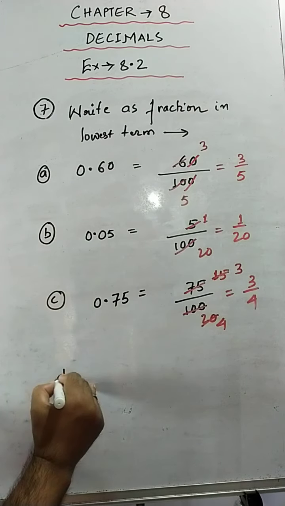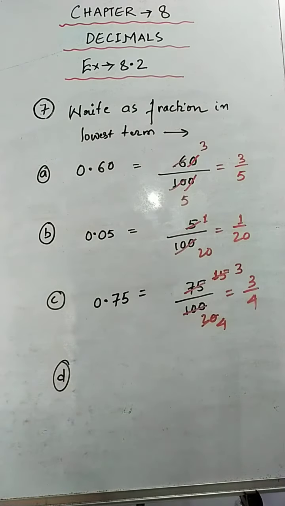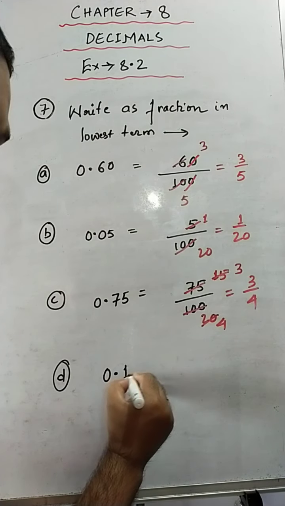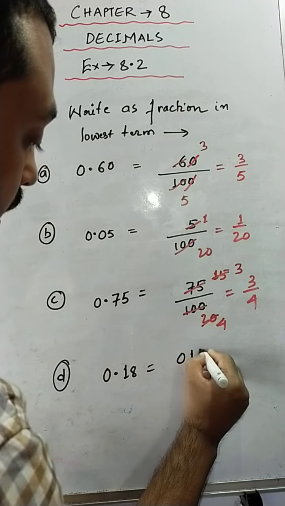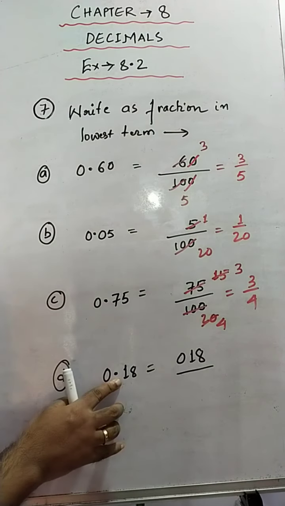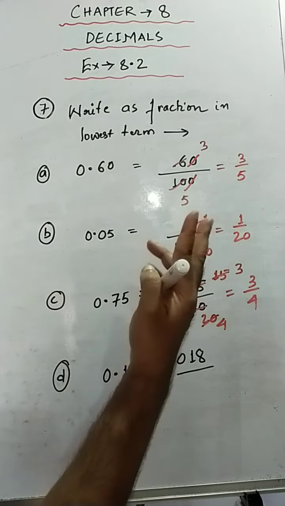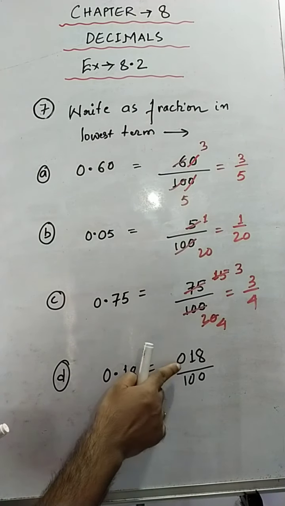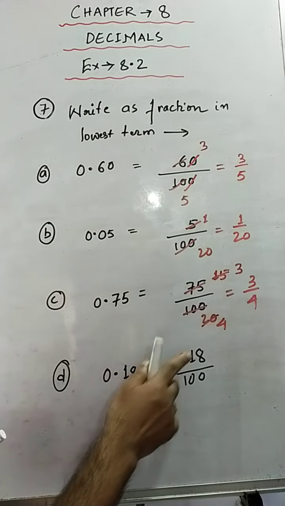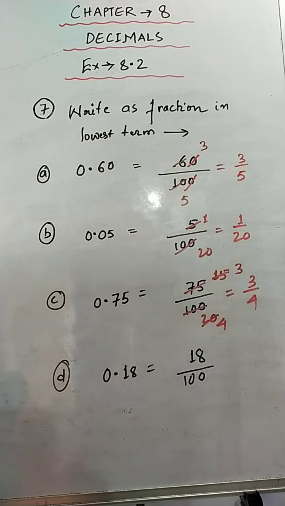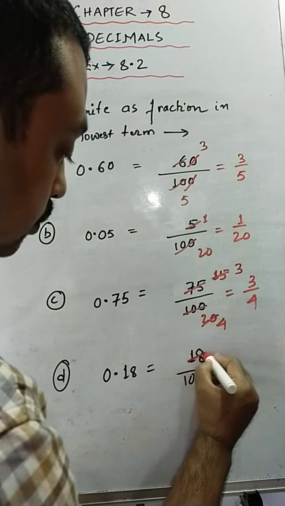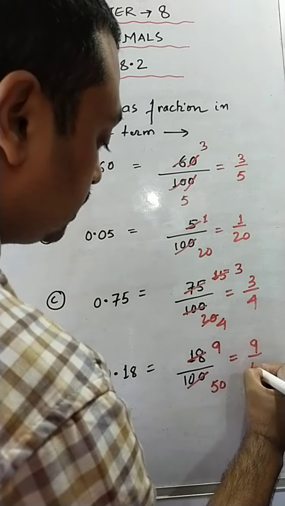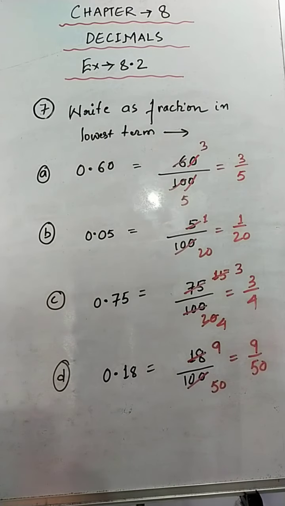Okay. Now what is sum number D? Sum number D, we have 0.18. So again we'll write the entire number like this. And how many digits are there on the right hand side of the decimal? 2. That means we have to divide it by 2 tens. That means 100. Now, does this 0 have any value? No. So it is not important to write here. Now, reduce the fraction. That is, 2 9s are 18, 2 50s are 100. So your answer is 9 upon 50.